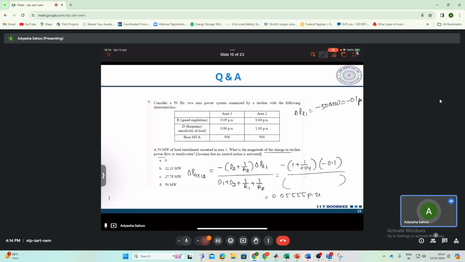And what will it be in actual? You need to multiply by 500, right? So 0.0555 into your base 500, so you'll get 27.778 megawatt. So it is option C.